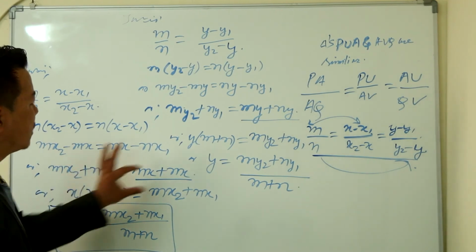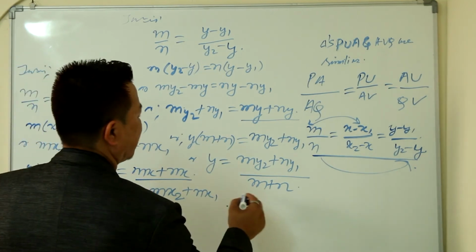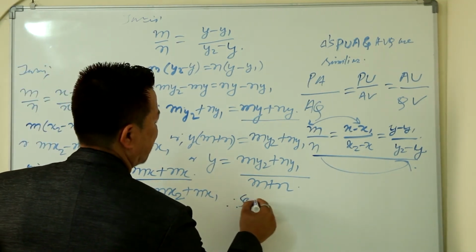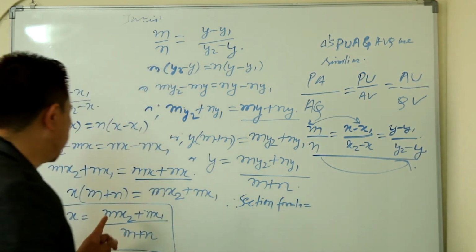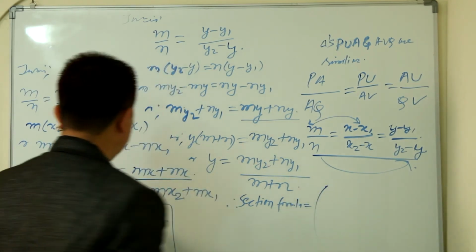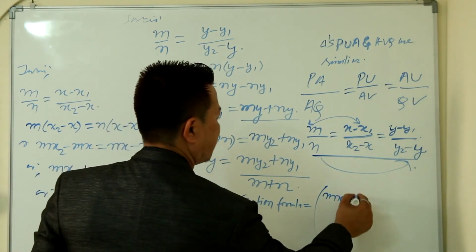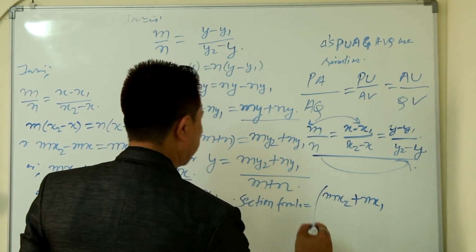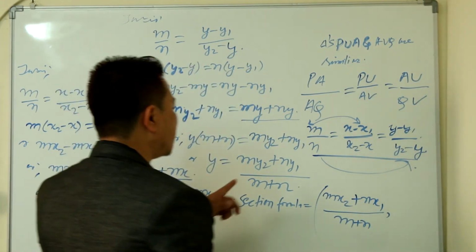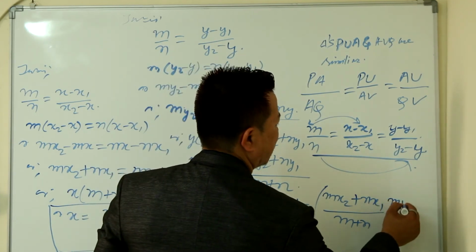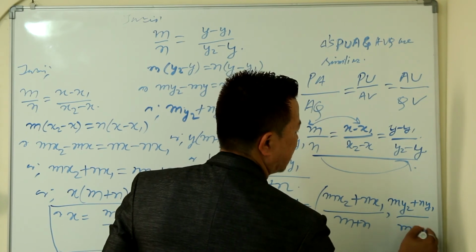So we got the value of x, we got the value of y. Therefore, this is the section formula. Section formula is how much? What is the value of x? mx2 plus nx1 divided by m plus n. Similarly, we got the value of y: my2 plus ny1 divided by m plus n.